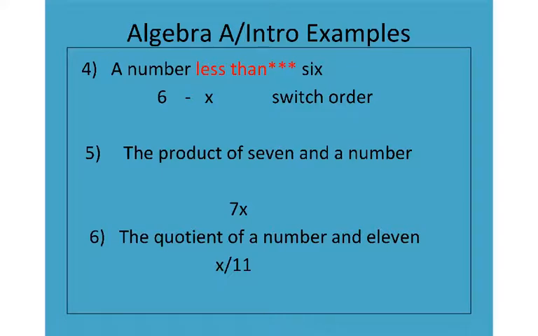So number 4, a number less than 6. Well, remember, we have 6 here. Less than was one of those phrases where a number is being taken away from 6. So we actually have to switch the order. The final answer is 6 minus x. That would also be true if this was subtracted from or fewer than. If those phrases were right there, we would also switch the order.